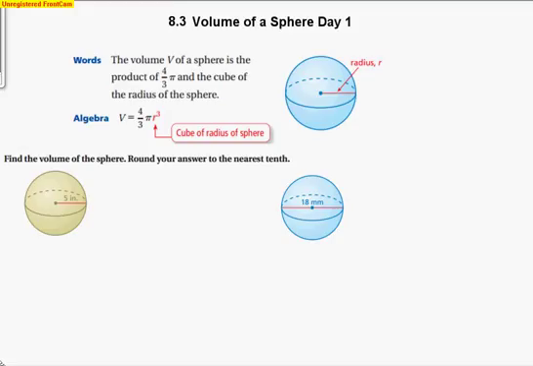This is the lesson for Chapter 8, Section 3, Volume of a Sphere, Day number 1. So let's take a look at our first problem here. And it's going to ask us for the volume of a sphere.